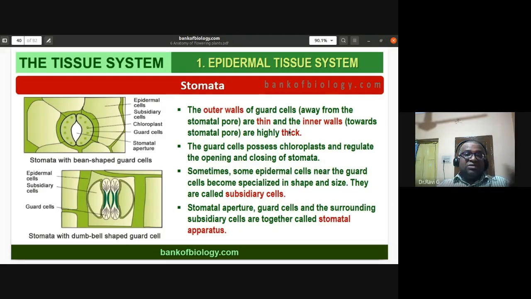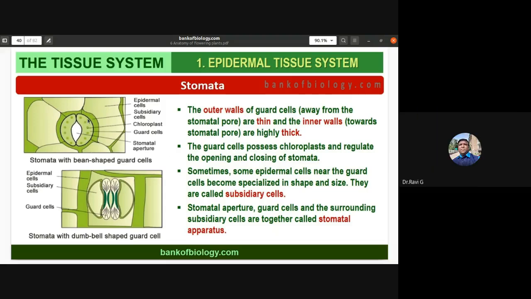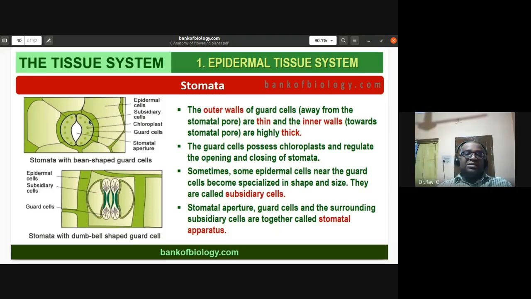The outer walls of guard cells, see, the outer walls of the guard cells are away from the stoma. This opening we call stoma, or stomatal pore, or stomatal aperture. So the outer walls are thin and the inner walls towards the stomatal pore are thick. I was just talking about that. So even when you're drawing a diagram, you can thicken the inner walls. The guard cells possess chloroplasts and they regulate the opening and closing of stoma. So whatever the shape of the guard cells, they are involved in the opening and closing of stomata.